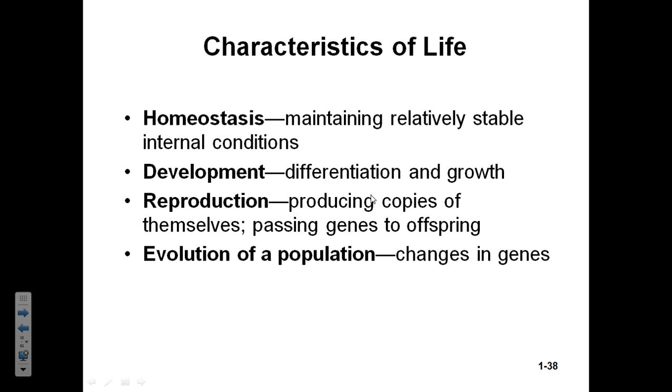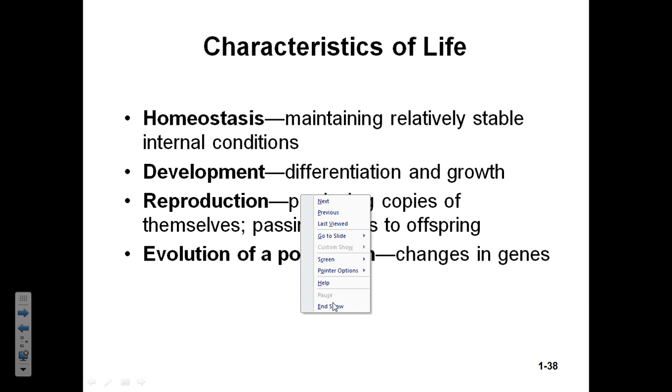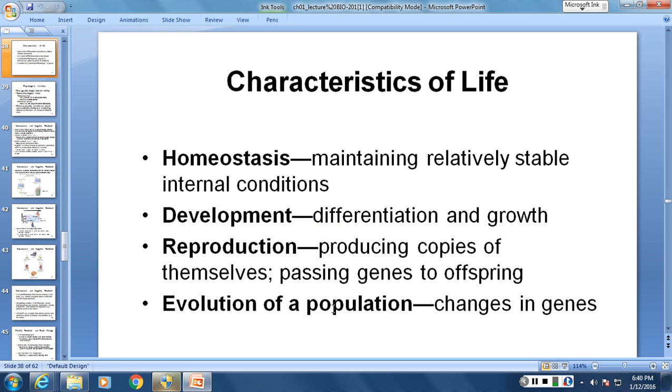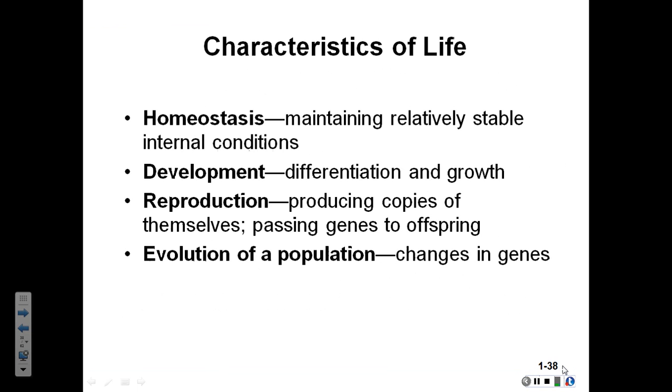All right, question. How many people remember what homeostasis means? Homeostasis. Anybody? Homeostasis is a steady state. All right? Stability. Development is growth and differentiation. That means things change. Reproduction is passing on genetic information to your offspring. And that's going to be a change in your genetic makeup. Make sense?